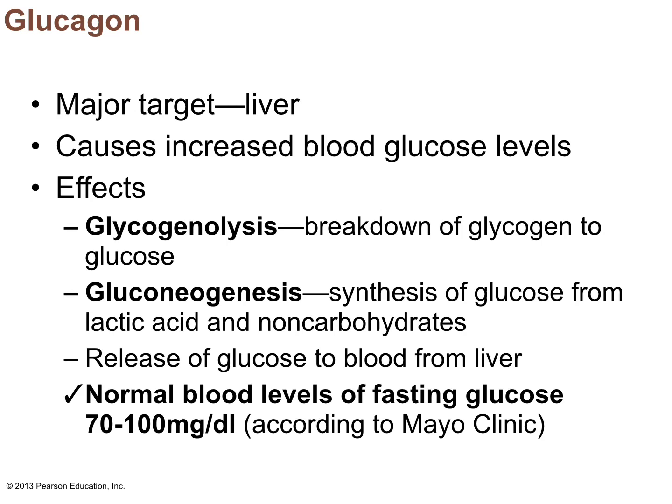Now, oftentimes I don't have you memorize blood levels, but I do want you to know the normal fasting blood levels of glucose, and that's 70 to 100 milligrams per deciliter.